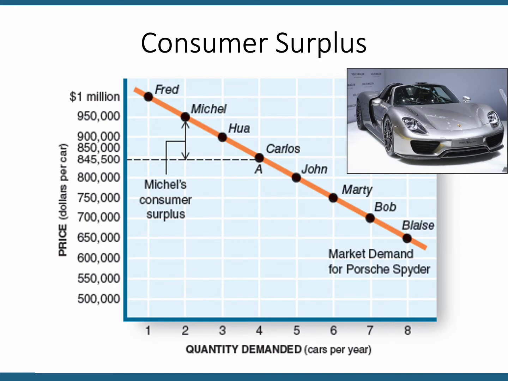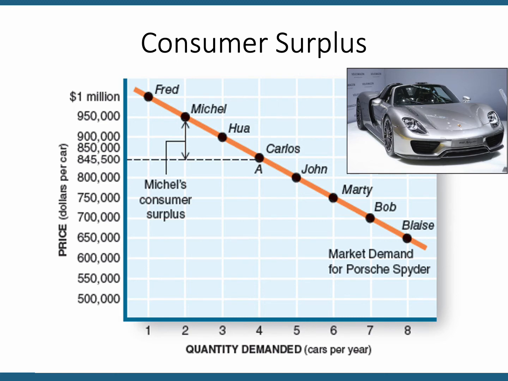This is an example of a really high-end product. And in this hypothetical market, this is the demand curve you see graphed here. There are 8 possible buyers, but each of them has a different maximum price. And each of their maximum prices are a point on the curve. So in this example, the price that this car is being offered for is $845,500.